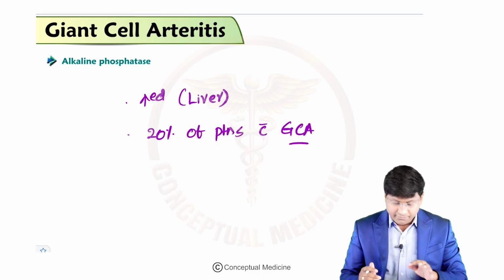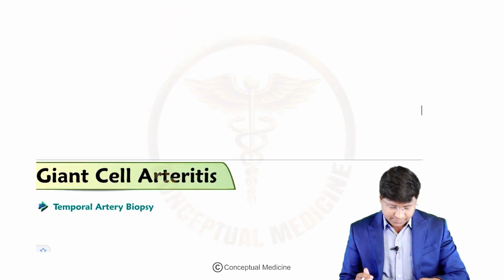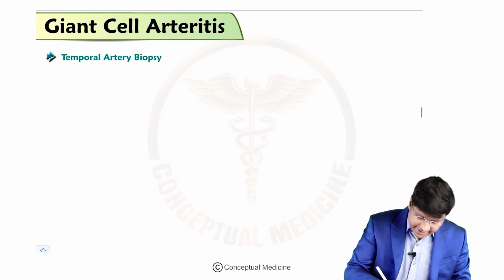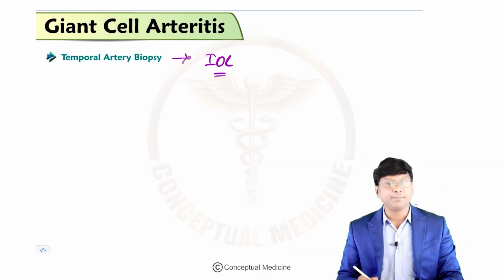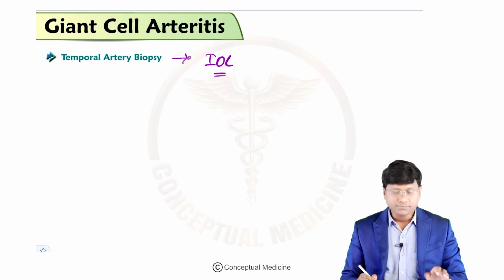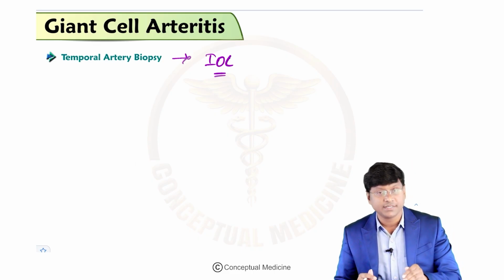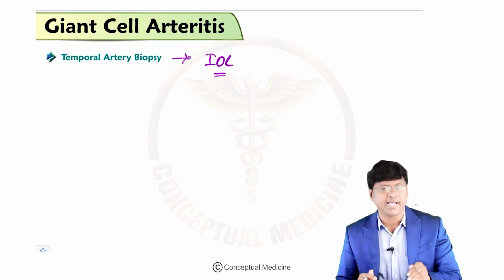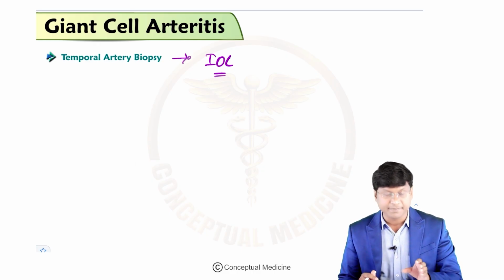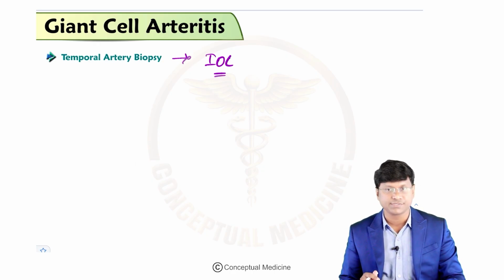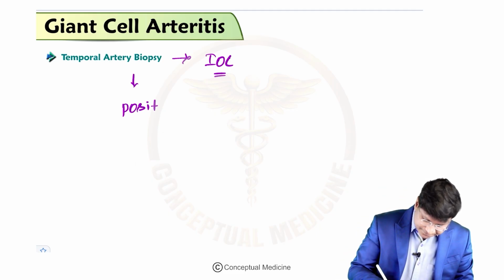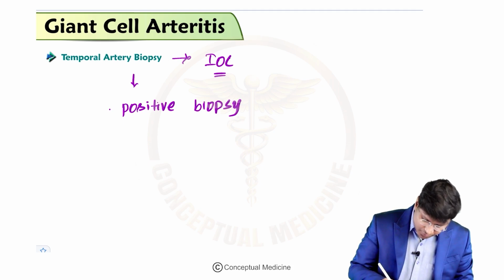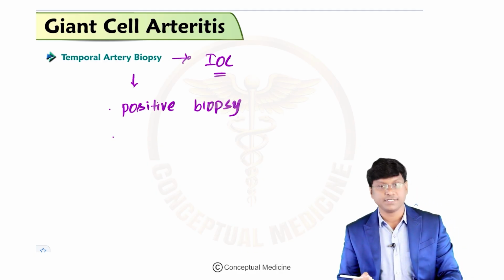Okay, next, a very important investigation, the gold standard investigation or investigation of choice, will be temporal artery biopsy. Temporal artery biopsy should be done as soon as possible when the clinical picture is suggestive of temporal arteritis. Now, what do you understand by the terminology positive biopsy?